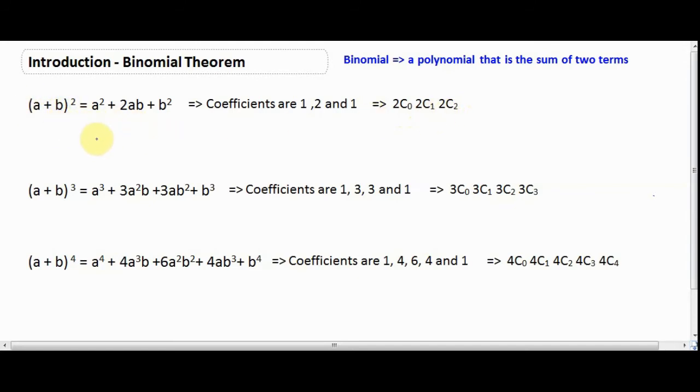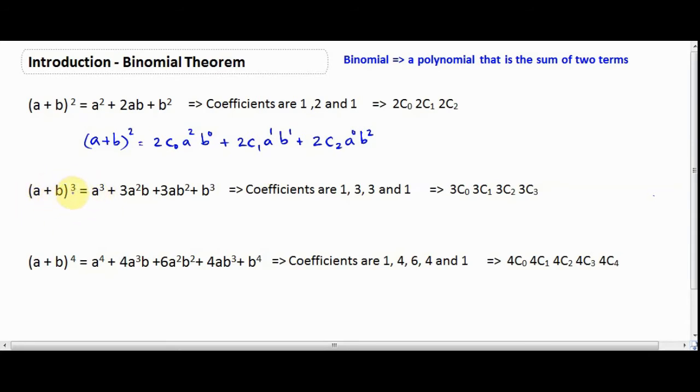Let's say a plus b whole square is equal to 2c0 a raised to 2 b raised to 0 plus 2c1 a raised to 1 b raised to 1 plus 2c2 a raised to 0 b raised to 2. Okay, now let's consider a plus b whole cube.